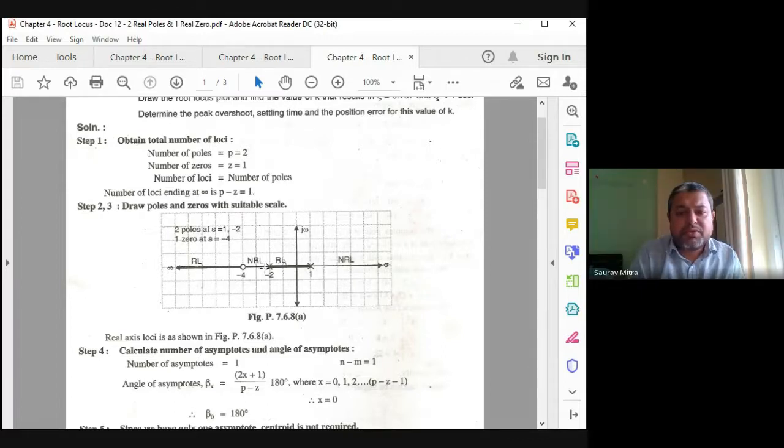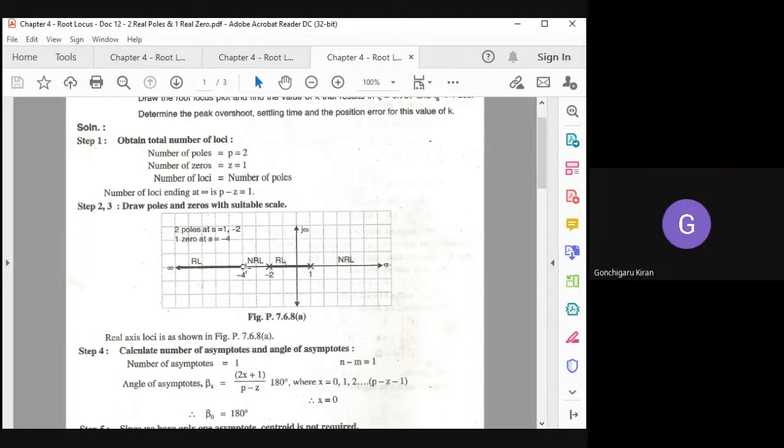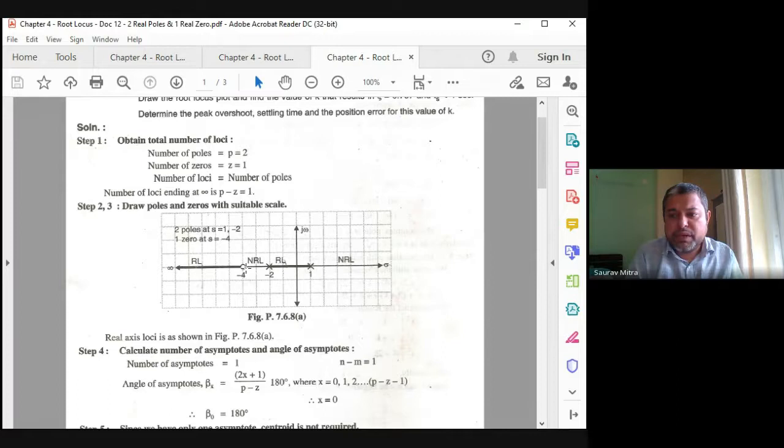That means between minus 2 and minus 4, any point you take, what are the points between minus 2 and minus 4? It can be minus 2.1, minus 2.3, minus 2.5, up to minus 3.9. All these points will not be on root locus. The root locus will not be there between minus 2 and minus 4. Why?